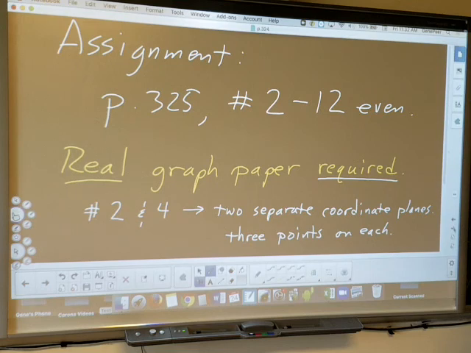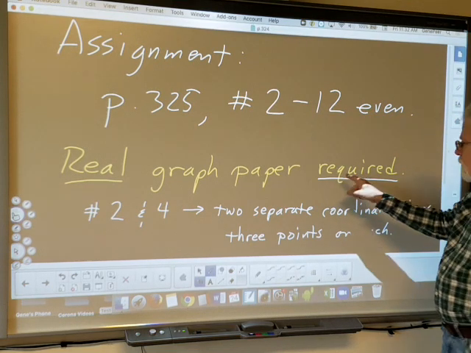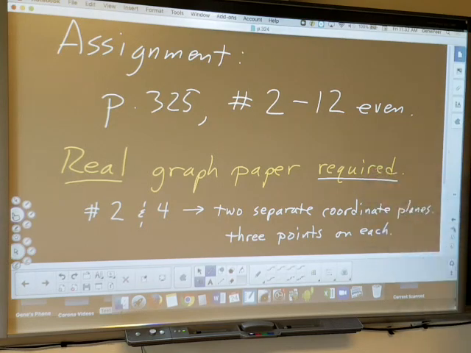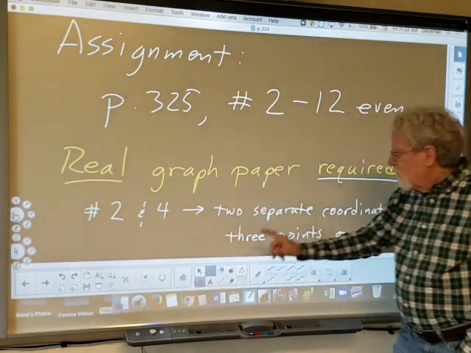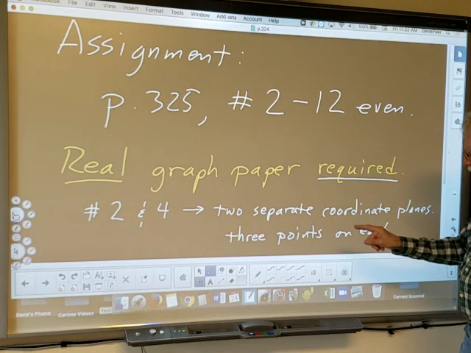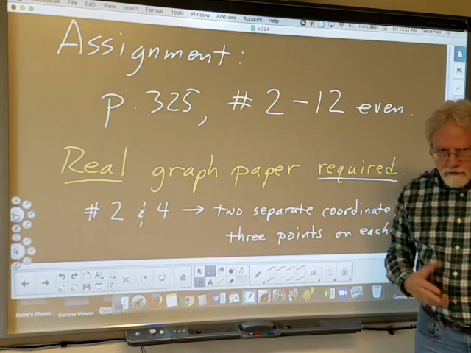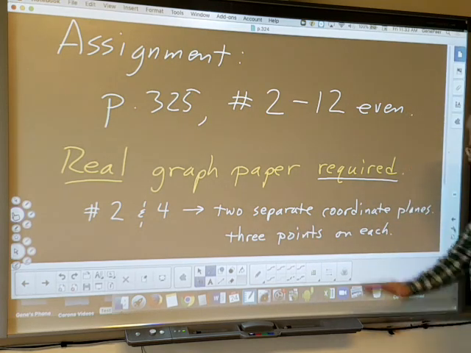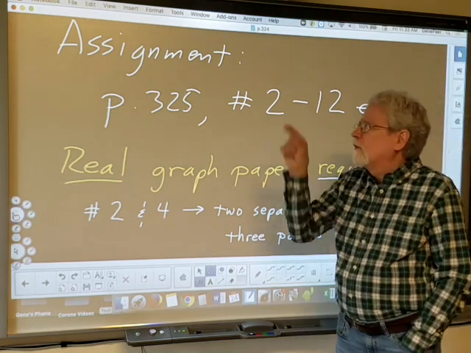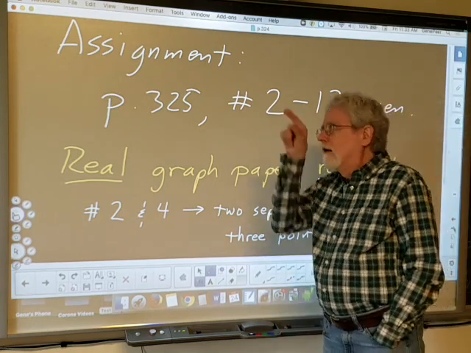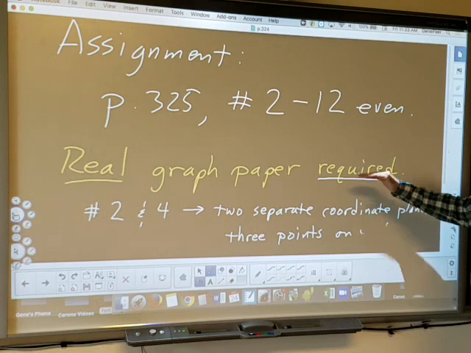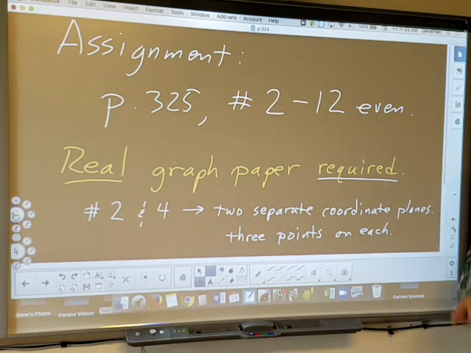Your assignment, page 325, numbers 2 through 12 even. Real graph paper on those first 2 problems is required. For numbers 2 and 4, I want 2 separate coordinate planes and 3 points on each, just to clarify. I don't want to have one coordinate plane with 6 points all over there that I've got to sort out. No, I just want them on 2 separate coordinate planes, 3 points on each plane. Make my life easy, please.